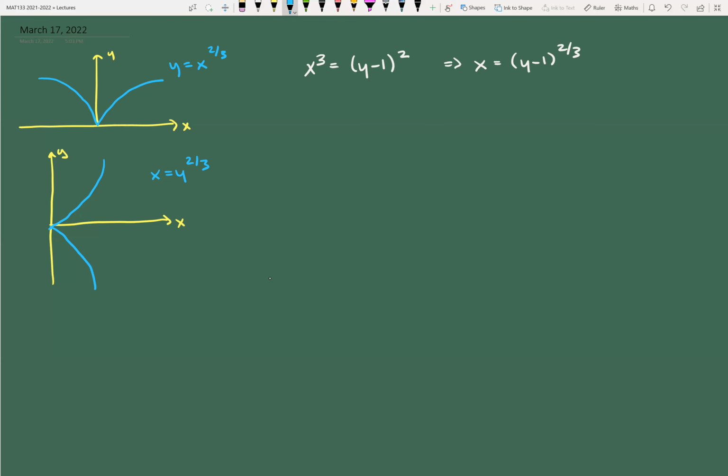They're not good. Okay, so this would be x equals y to the 2/3, but it's y minus 1, so that means it's a shift up 1 unit. The way you can see that is that when y is equal to 1, x should be equal to 0. So when you shift it up a unit, that's the cusp there. So this is what this would look like.